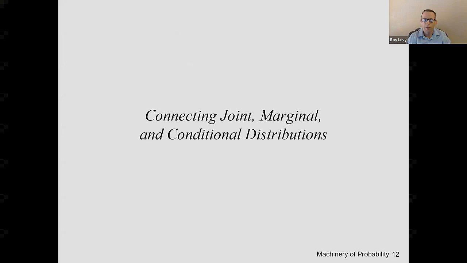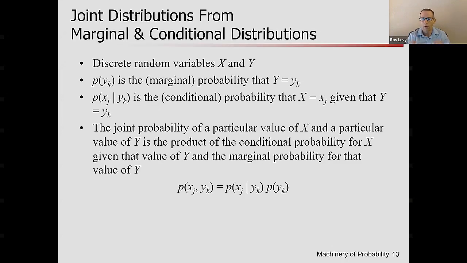Let's put some of these pieces together. How do we connect them? Okay, here's our situation. We have two variables, x and y. If p of y is the marginal probability for y, that is the probability that y takes on a particular value, yk, without mention of x, just talking about y all by itself. And then p of x given y is the conditional probability that x takes on a particular value, xj, given that y takes on a particular value, yk.